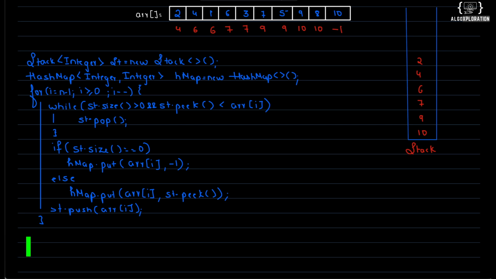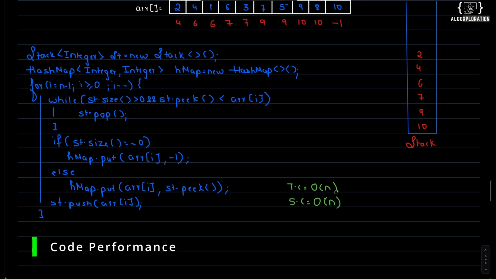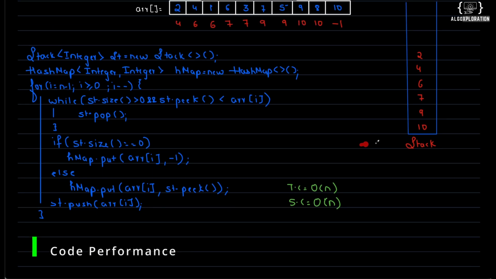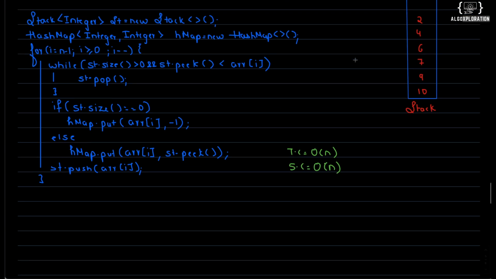Okay, so talking about the performance of this code, the time complexity is order of n, and the space complexity is order of n. Why order of n? Because we have used a stack over here. Hence order of n. Now why did I take a hash map instead of an array? See, because in LeetCode they are asking in this way.